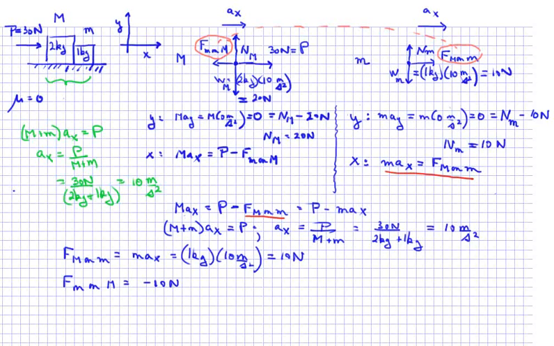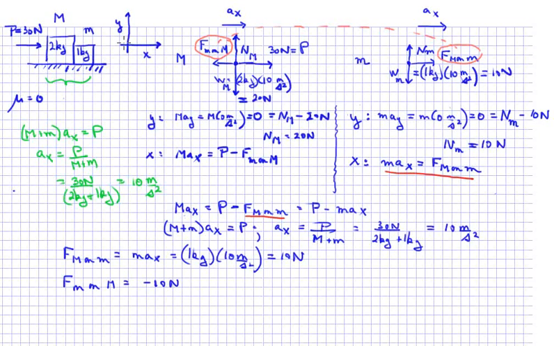Okay, so this is a problem where we have a 30 Newton push on a 2 kilogram mass which is resting against a 1 kilogram mass. And we are not going to consider friction in this problem, so the friction is taken to be 0. So first thing to do is to set some coordinate system up.